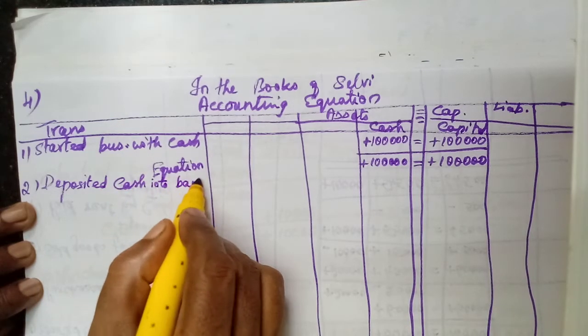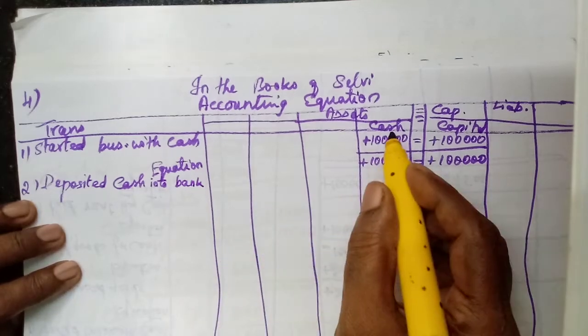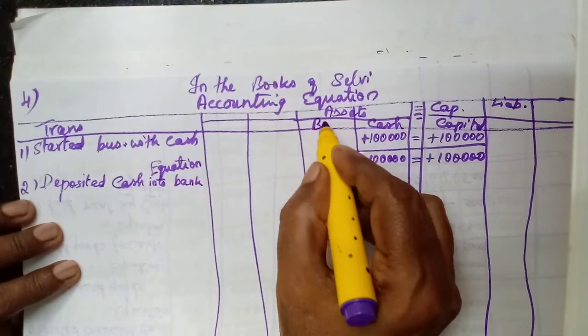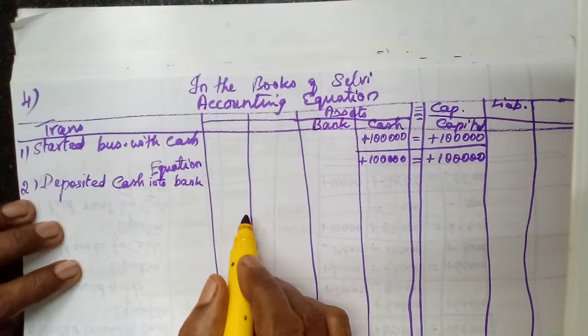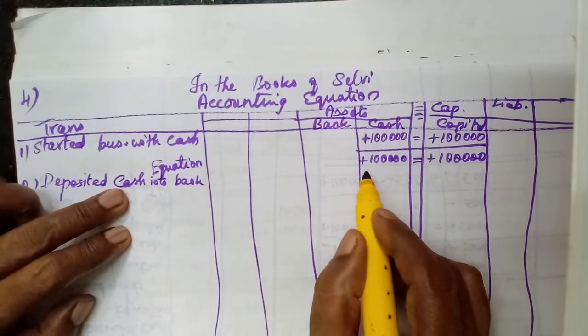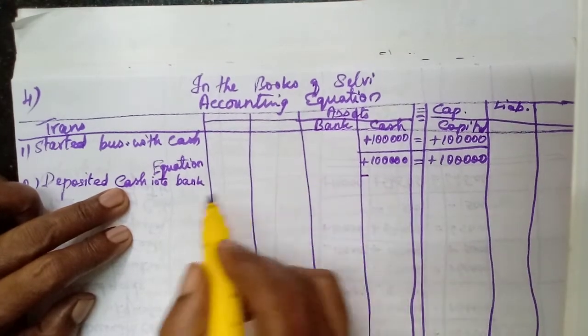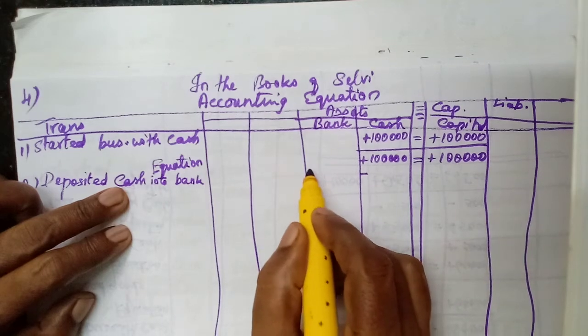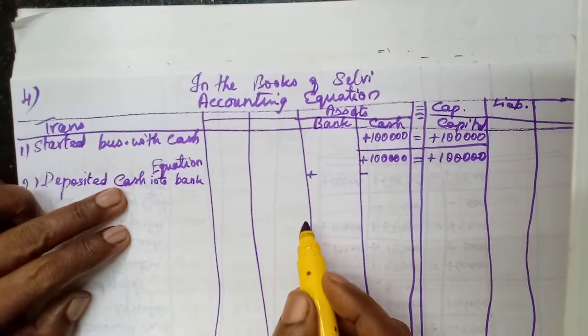Into bank. It affects two accounts, cash and bank. Cash already available. We should write bank. Okay. Deposited cash means it will reduce the cash and we are paying into the bank. It will increase the bank. Okay. Now you write the amount.